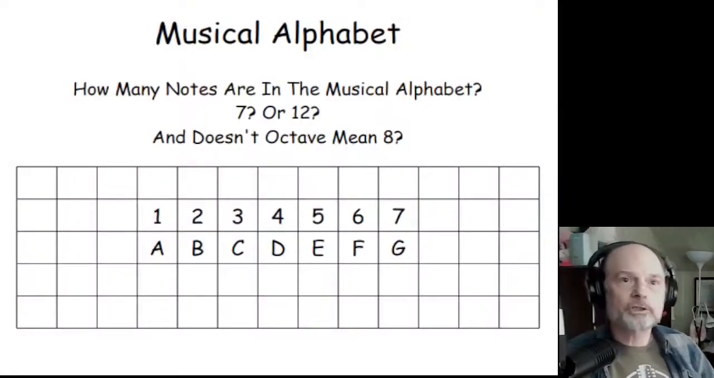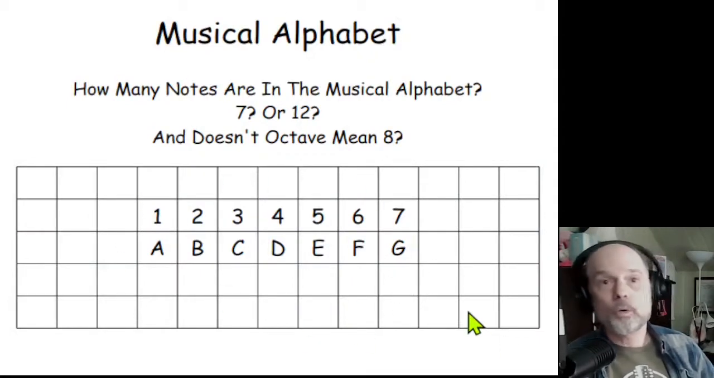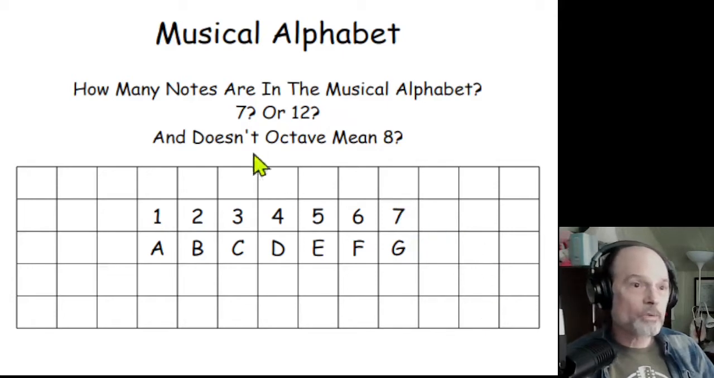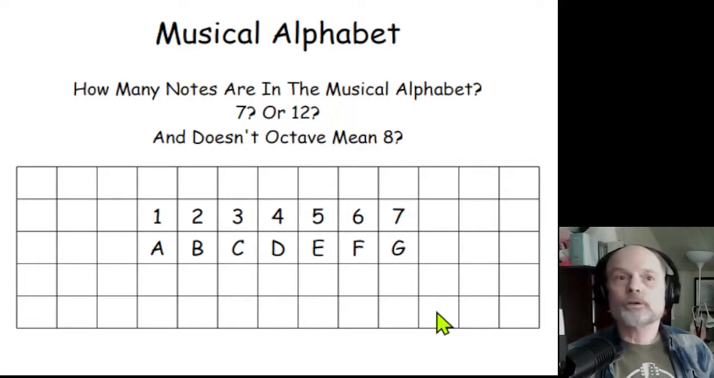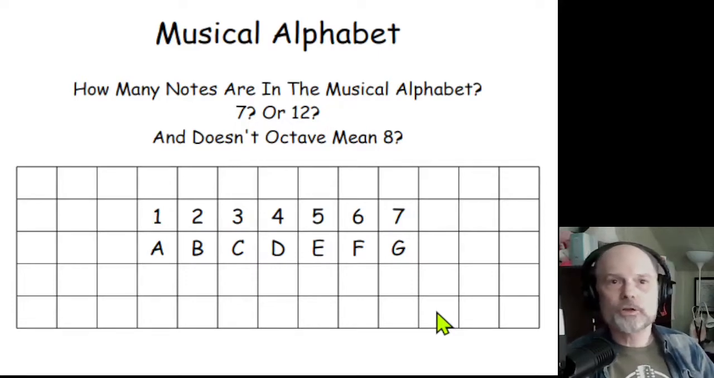So, let's get started. How many notes are in the musical alphabet? Is it 7, as we see here, or 8, as the word octave implies, or is it 12? It can seem confusing. The system of music theory that we have today developed over time.